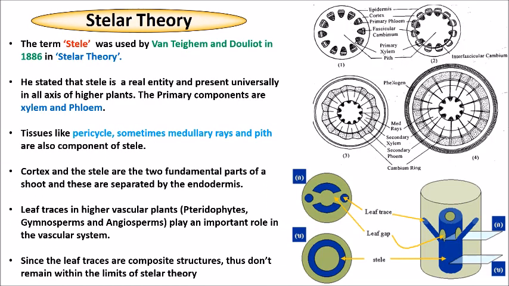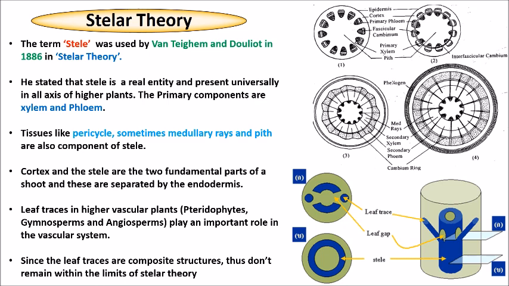The stelar theory was first given by Van Tieghem and Douliot in 1886. As components they described the xylem and phloem, and tissues like pericycle, sometimes medullary rays, and pith are also components of the stele. Cortex and stele are the two fundamental parts of the shoot, and these are separated by the endodermis. In this picture you can differentiate the cortex, primary xylem, pith; all these things are described here.